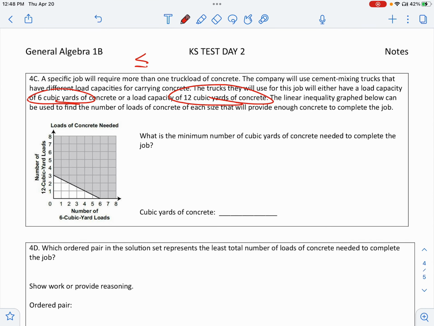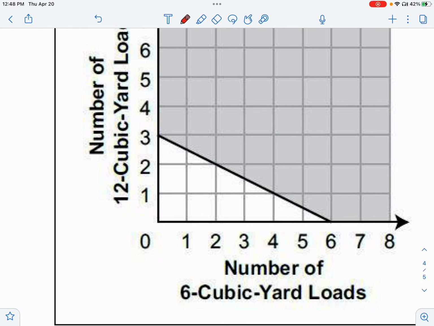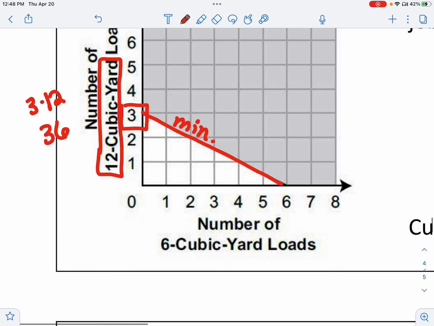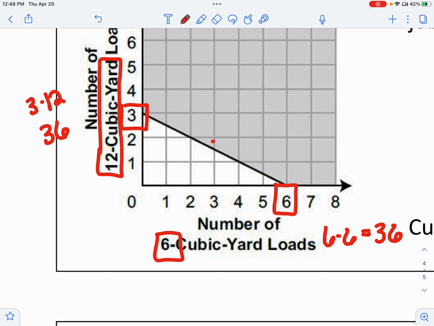So let me explain why it has to be 36. Let's say that they take 3 loads that are 12 cubic yards. Well, 3 times 12 is 36. Remember the bottom of this line? Everything above it is an answer, so the line itself represents the minimum. Let's say instead they take 6 loads that are 6 big. Well, 6 times 6 is also 36.